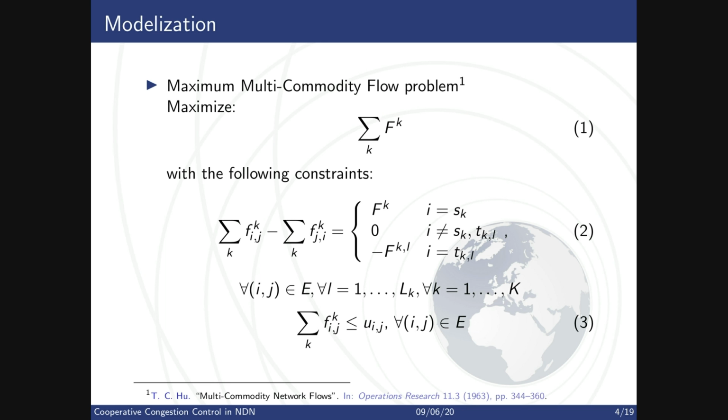Our modelization is divided into optimization problems. The first one is a common multi-commodity flow problem, which tries to maximize the use of the network. Here, the Fk are the global rate the user k gets, and it has to follow the constraints 2 and 3. Equation 2 represents the conservation of the flow on each node, and equation 3 represents the respect of the capacity on each link.